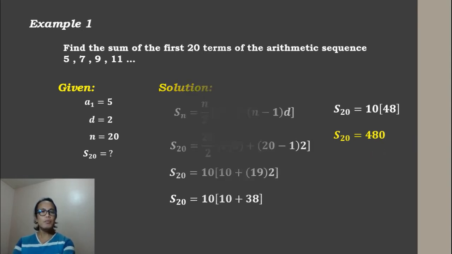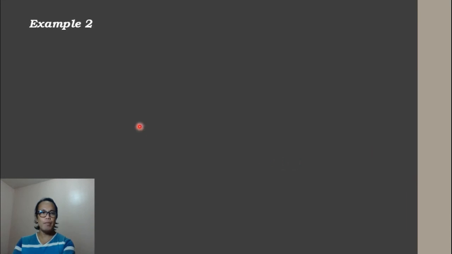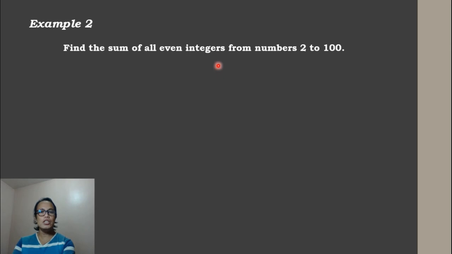Okay, so let's proceed to another example. Example number 2. Find the sum of all even integers from numbers 2 to 100. This time, this sequence is a finite sequence, but we will be using first the second formula and we will compare the result to the first formula.